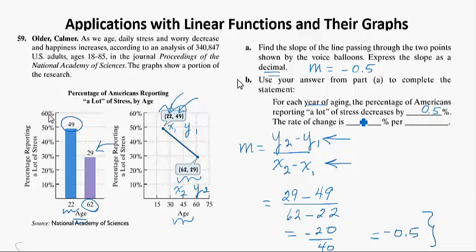The rate of change is 0.5% per year. So rate of change is another word for your slope. Your percentage is decreasing, so we could say the rate of change is negative 0.5% per year. So the percentage of Americans reporting a lot of stress decreases by 0.5%, or a rate of change of negative 0.5% per year.